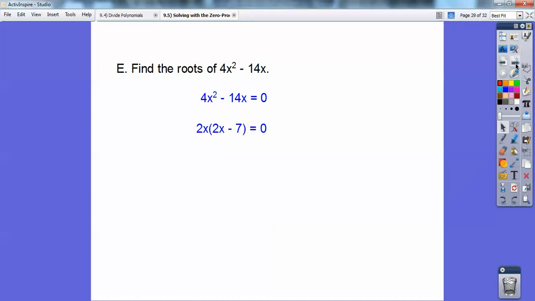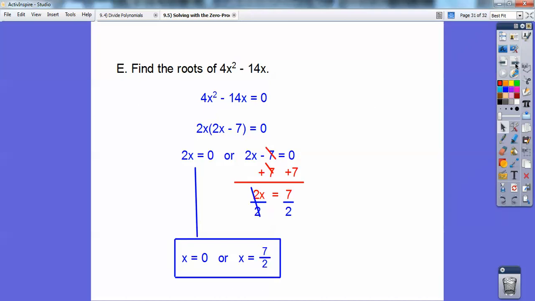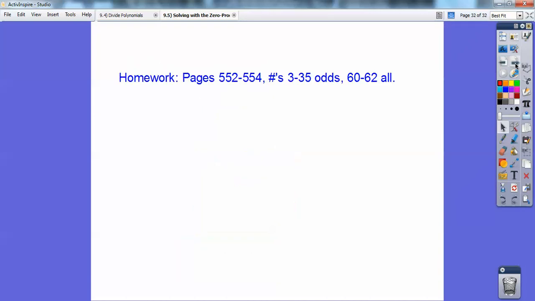When I do that, I'm left with, remember, factoring is the opposite of multiplying. Just think to yourself, redistribute 2x through. 2x times 2x is 4x squared. 2x times negative 7 is that. So I did factor that. Now I set 2x equal to 0 and 2x minus 7 equal to 0. Then add 7 to both sides, and you get 7/2. So x equals 0 and/or 7/2. And there's your homework assignment if you are in my class.